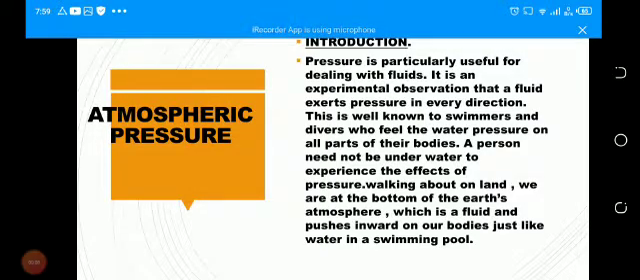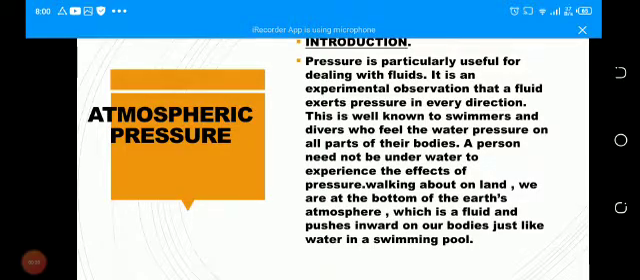First we will start from the introduction, that is, what is pressure. Pressure is particularly useful for dealing with fluids. We have discussed in the previous topic what fluids are. Fluids are those which flow from one place to another place, like liquids and gases, not a solid. Solid is not a fluid; liquids and gases are the fluids.